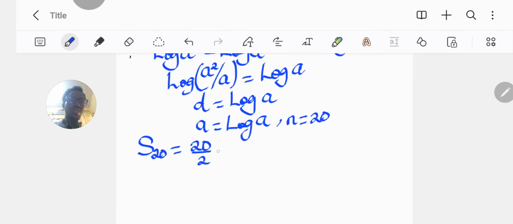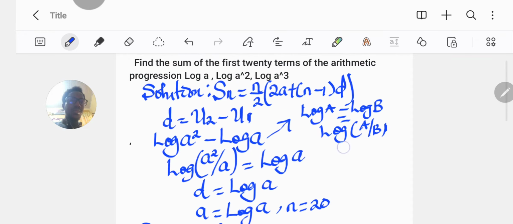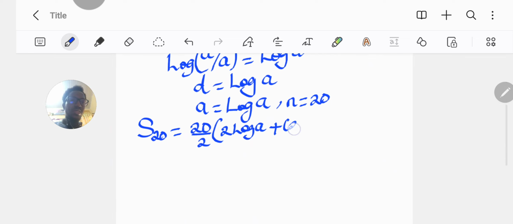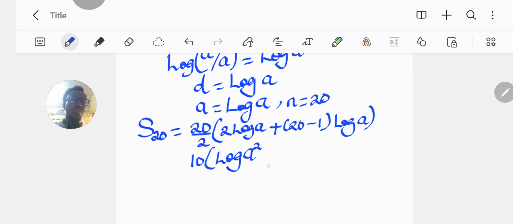equals 20 over 2 bracket 2a, which is the first term, that's log a, plus n minus 1, which is 20 minus 1 bracket, our common difference is also log a. So this is 10, open bracket, 2 log a.